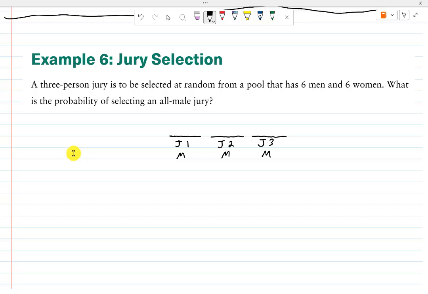Now the first male that is chosen, there's 6 of them out of a total of 12. After that male is selected, there's only 5 males left out of 11. And then after that second male has been chosen, there's only 4 males left out of 10. And so this equals 120 out of 1,320.